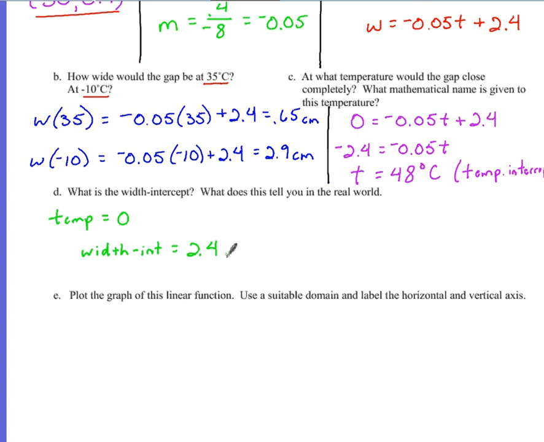And that kind of makes sense too when you think about this being in kind of a slope-intercept form, right? This is like my y-intercept idea over here, and y connects to the width in this case. So it's 2.4 as far as units of measurement are concerned, centimeters. But what do you think this tells you in the real world? This is going to represent your gap width at the freezing point. Right, it's the gap width at the freezing point because we're at 0 degrees Celsius.